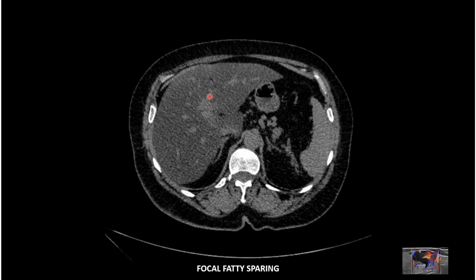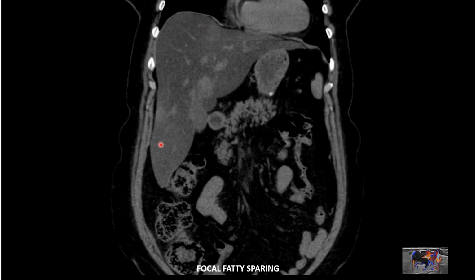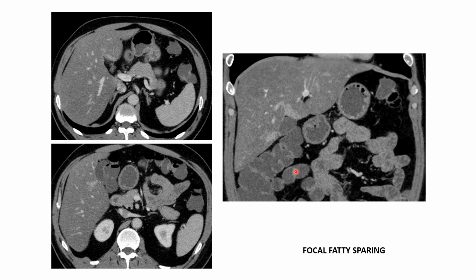Here's a CT example. This is a focal fatty sparing area in that diffusely infiltrated fatty liver. Enlarged, diffusely hypodense liver, and this is a subcapsular area, and this is another spared area. Another example in the gallbladder fossa, the quadrate lobe sparing area here, and the other is segment 5, appears as a hyperdense area.